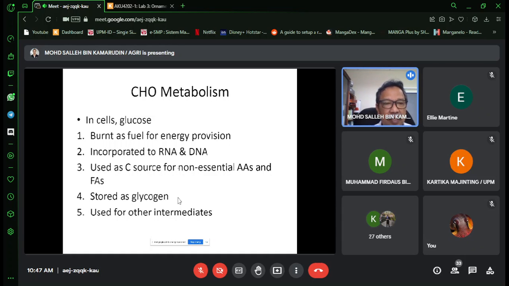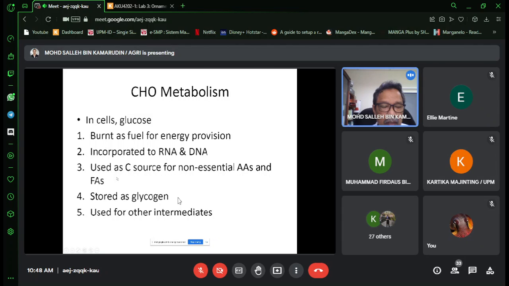The metabolism in cells, the glucose will be burned as fuel for the energy provision, energy for swimming, for the search for food and so on. Yeah? And then the glucose will also be incorporated into RNA and DNA. Again, saya kata ni kalau ada 5 points ni, mungkinlah saya tanya dalam soalan. Dan RNA ni very important. Ya?